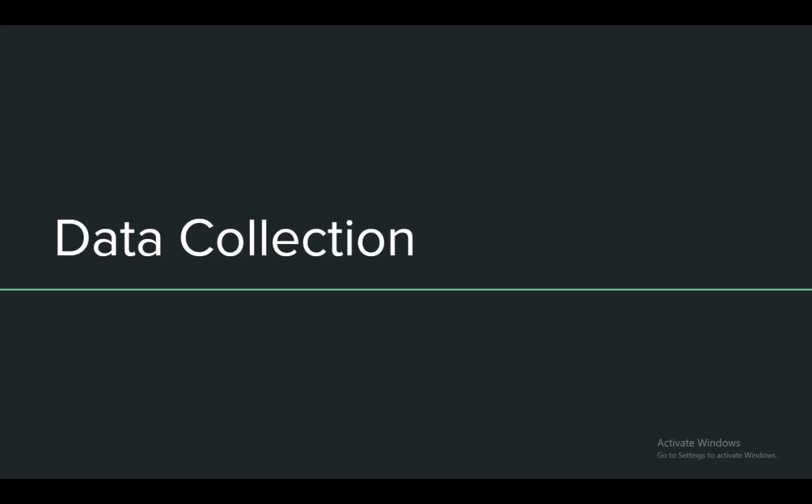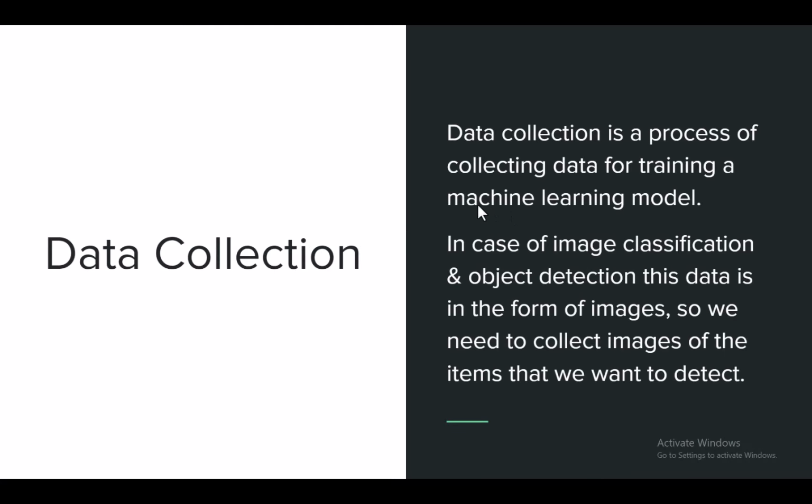Welcome to this lecture. In this lecture, we will start the first part of the model training process, and that is data collection. Data collection is the process of collecting data for training a machine learning model. In the case of image classification and object detection, this data is in the form of images. So we need to collect images of the items that we want to detect or recognize using our image classification model. This process is called data collection.